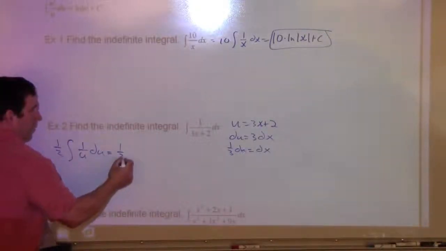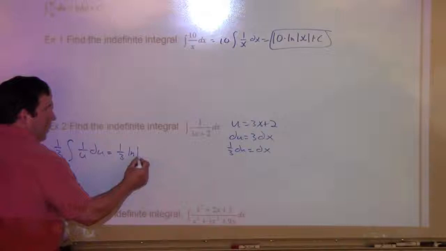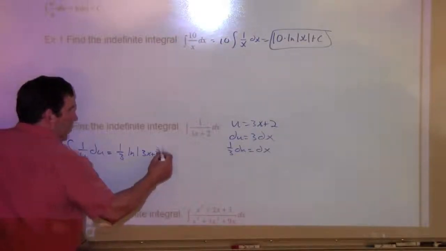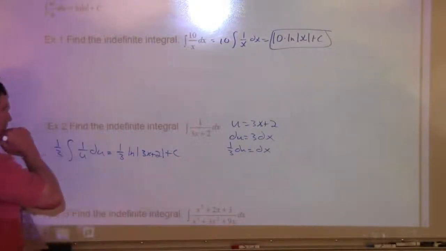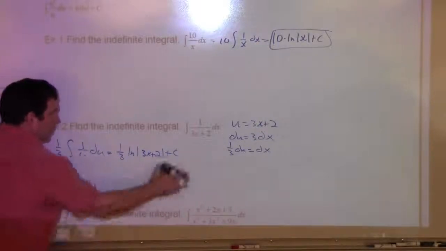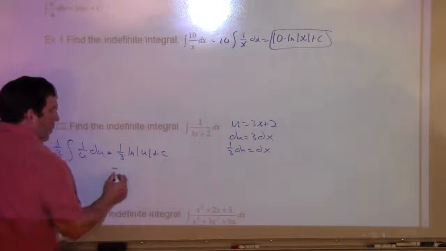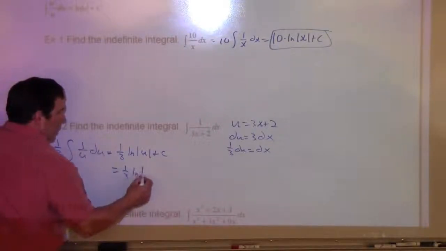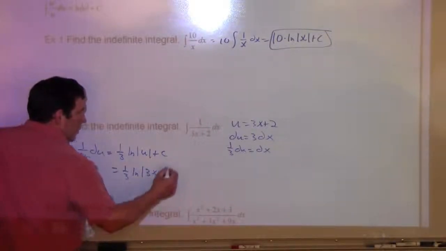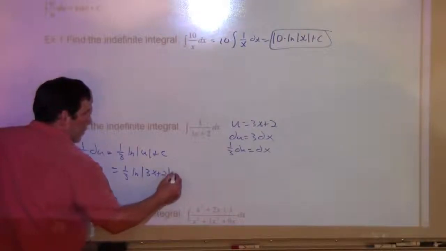So this becomes 1/3 natural log of the absolute value of 3x plus 2 plus c. Well, I'm kind of jumping steps there. It's 1/3 natural log of the absolute value of u plus c, which is 1/3 natural log of the absolute value of 3x plus 2, plus c.